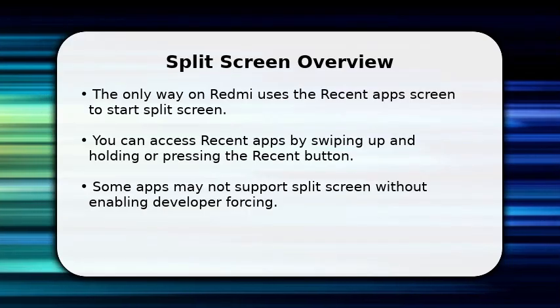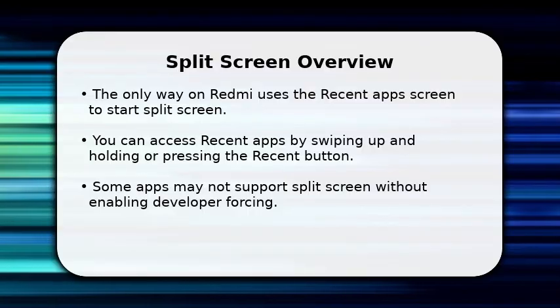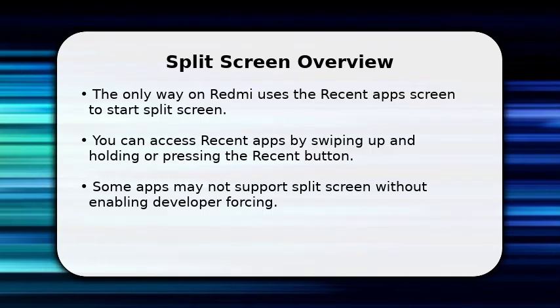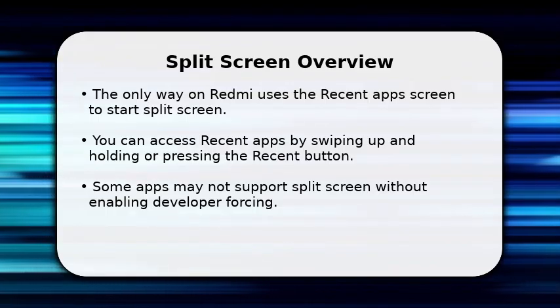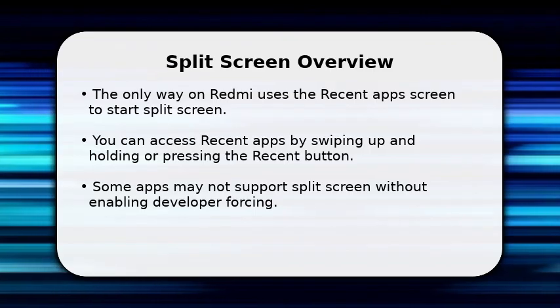This video shows the only way to split screen on a Redmi device today. The method uses the Recent Apps screen to start split screen mode. You access recent apps by swiping up and holding, or by tapping the Recent button if you use buttons. Long press an app icon in Recent Apps to reveal the split screen option. Then choose the second app to place beside it. I explain developer options and exiting steps next, so you can complete the setup confidently.